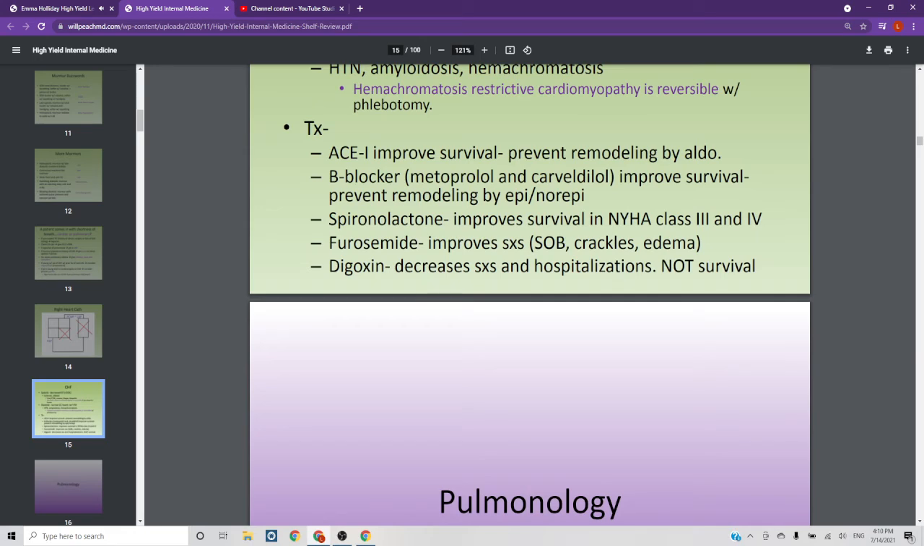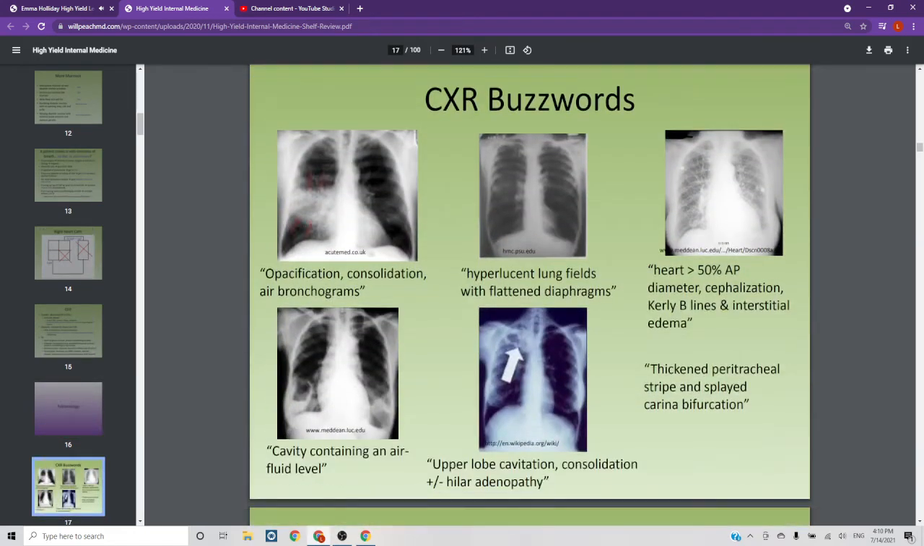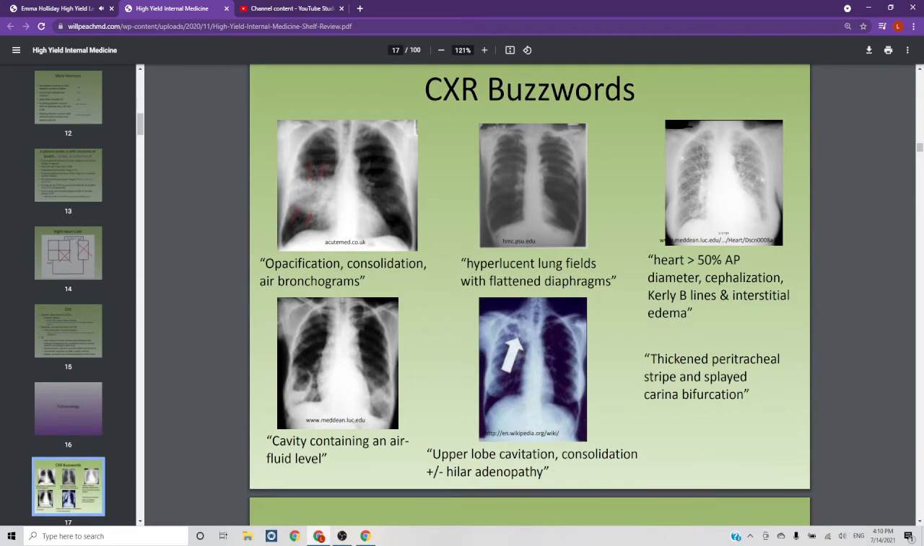All right, lungs. Got to know your chest x-rays. What do we see on this first one? Yeah, so this business right here, not normal. So here's a lobar consolidation. They might describe air bronchograms, which I always have a hard time seeing. This is pneumonia. The second one?